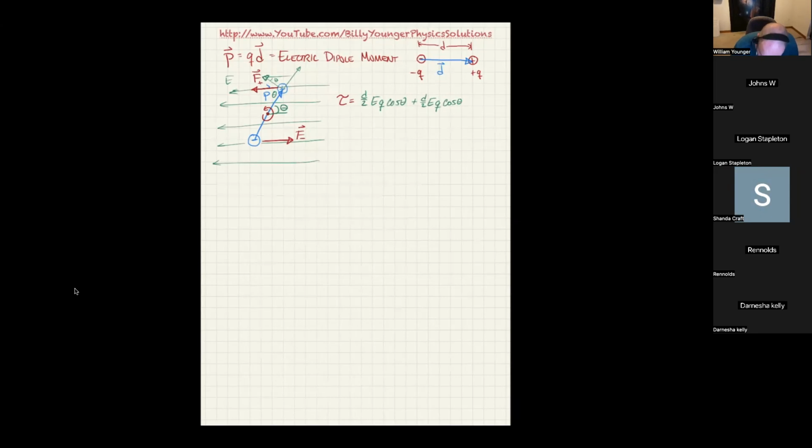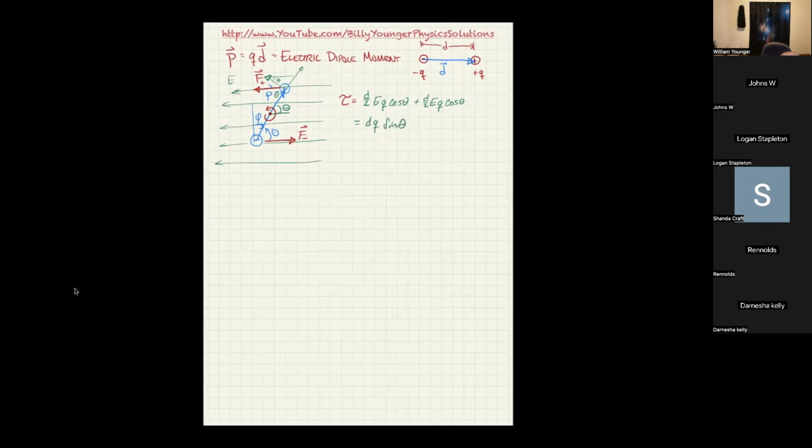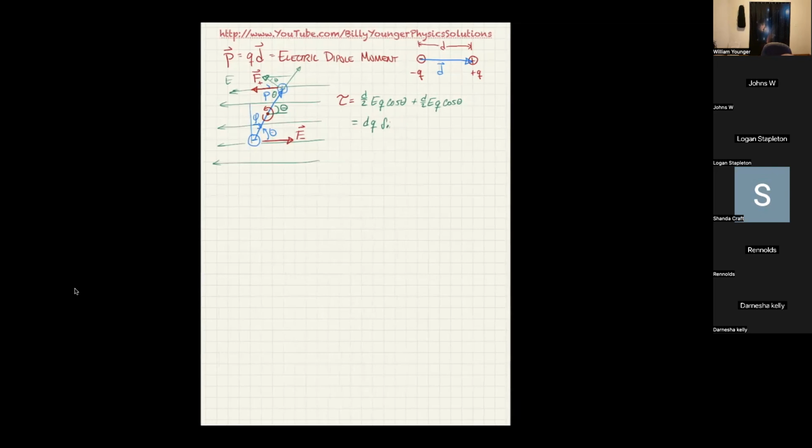We could say, since we called this angle theta, we could call this angle right here phi. And what we would get is T, the torque, is equal to D times Q times sine of, actually, no, I want to do sine of phi now. So sine of phi.